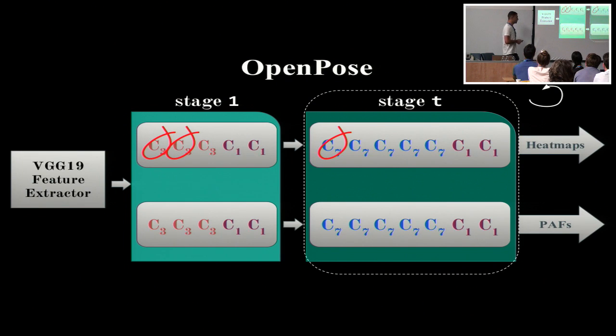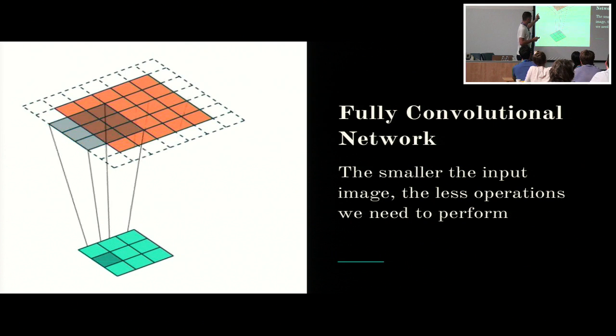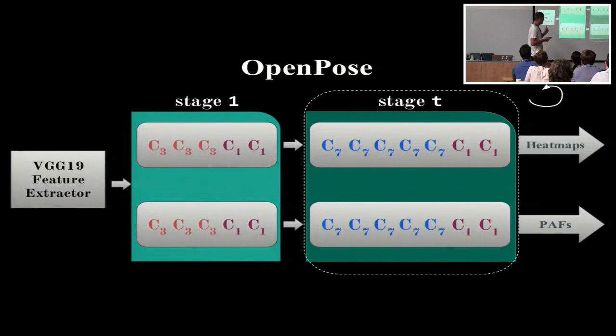That's a fully convolutional network. What that means is that we can choose the input size of our image. If we select a tiny image, we're going to have fewer operations than with a bigger image. If the image is bigger, the kernel has to slice it more times, so it needs more operations. So that's the first thing. The second thing is that we have these stages, and it's not the same to select just two stages than seven stages. It's going to make a big difference.